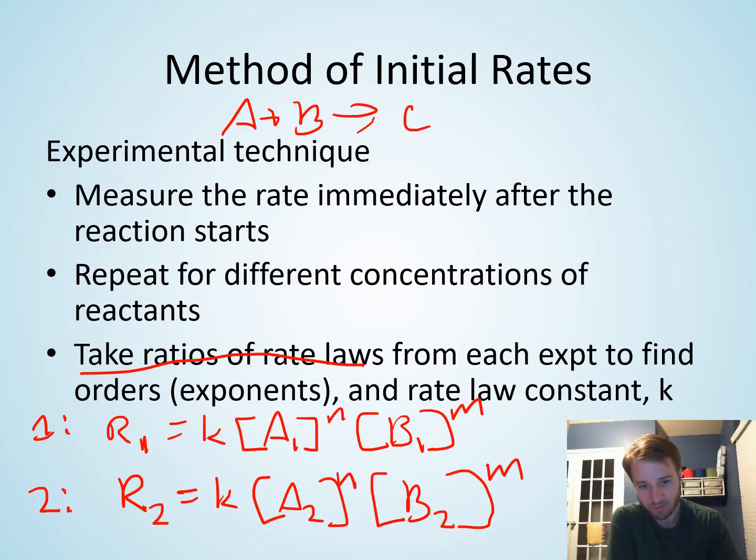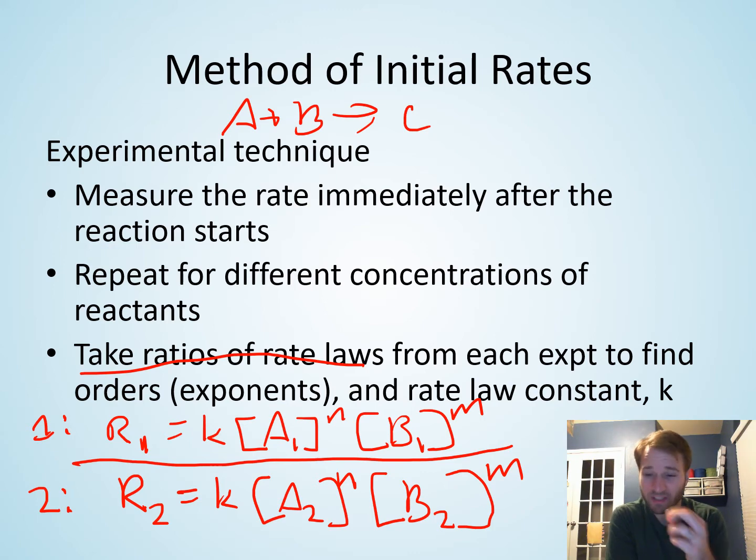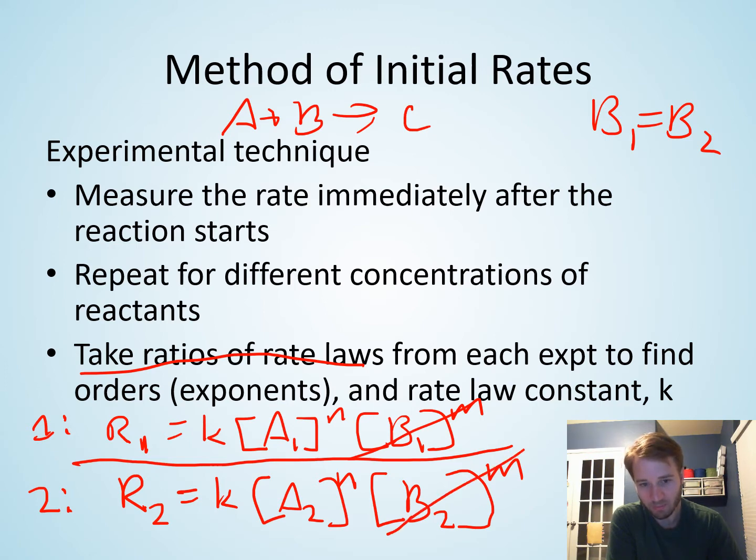If I were to take the ratio of these two rates, essentially dividing one by the other, and I set up my experiments in a very specific way where, let's say, I do not change the concentration of B, so B1 equals B2, these two things would then cancel with each other. And the k's cancel with each other as well.